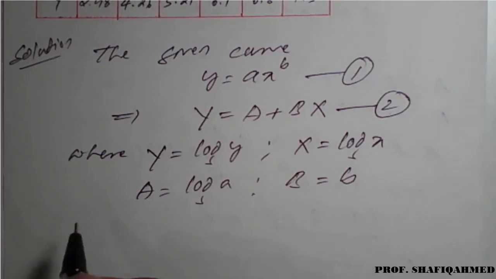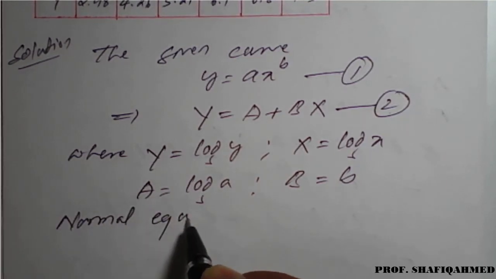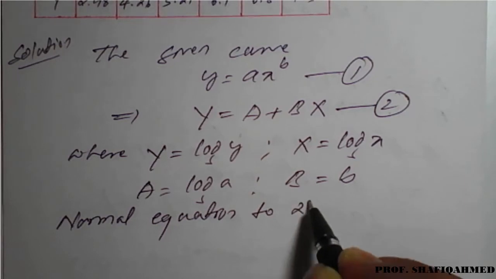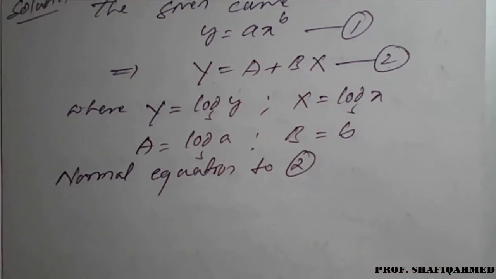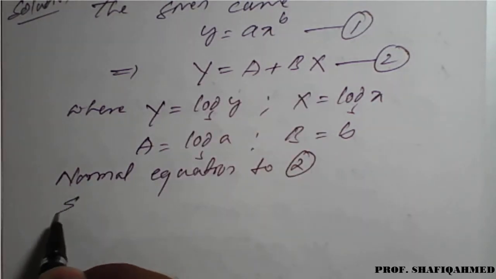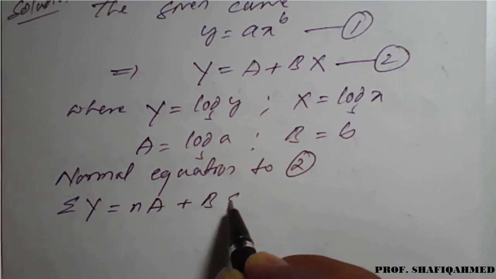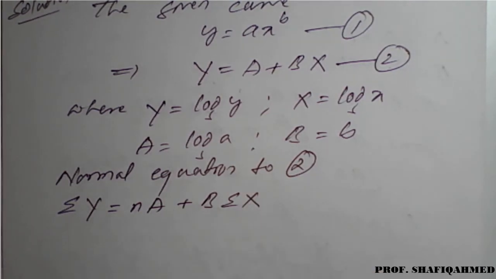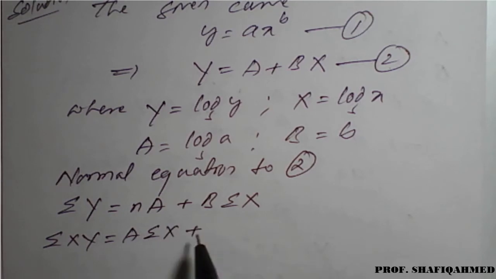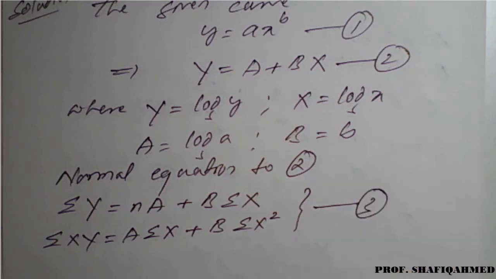So now we'll prepare a normal equation to equation 2. Apply summation on both sides for equation number 2. It becomes summation of capital Y is equal to n into capital A plus B into summation of capital X. Then multiply by capital X on both sides: summation of capital X into capital Y is equal to A into summation of capital X plus B into summation of capital X square. I'll give equation number 3 for this.